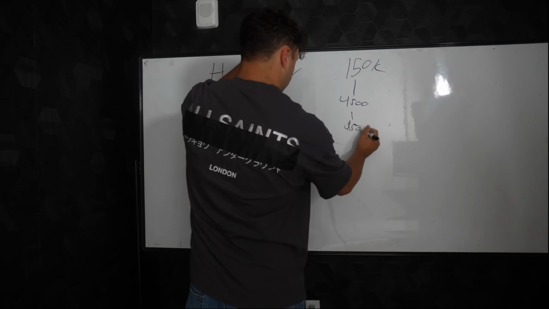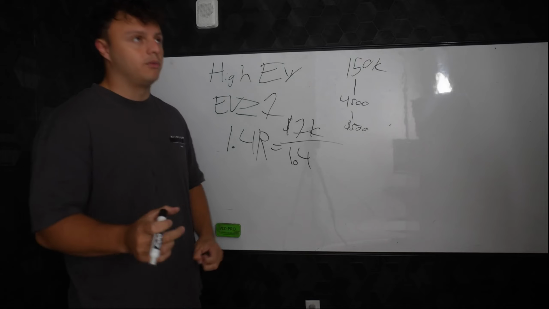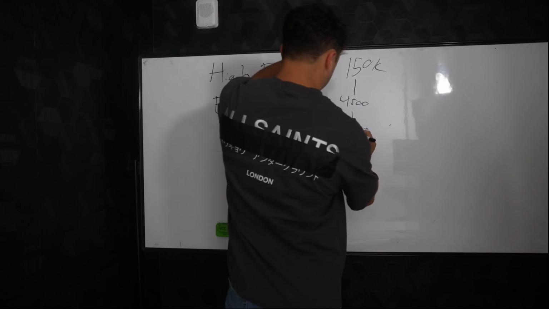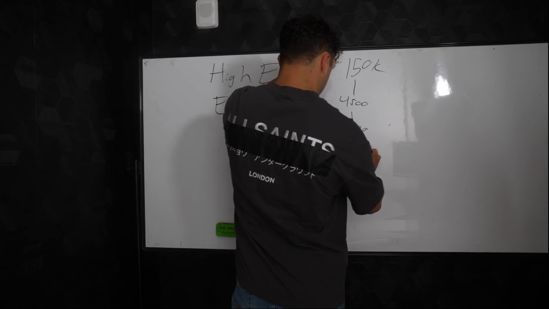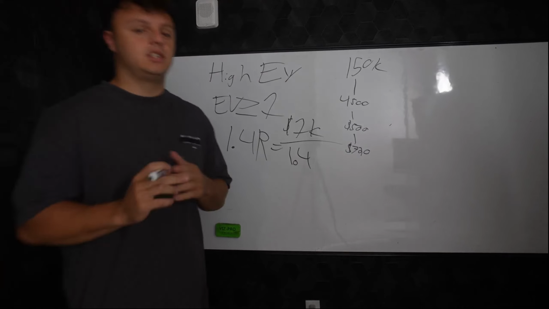So if I'm risking 500 bucks per trade, that means my average trade expectancy, 500 times 1.4, is going to be 720. Don't fact check me on that, but around 720 bucks, right? So I'm going to make 720 per trade. So what does this tell me?